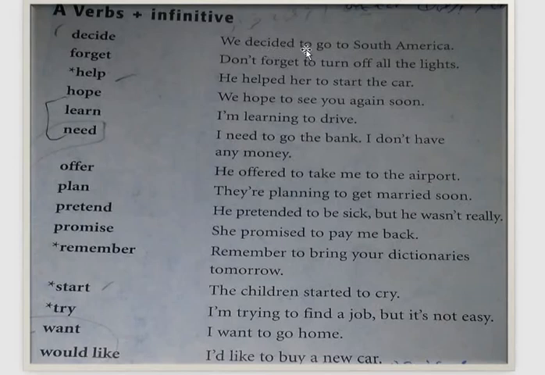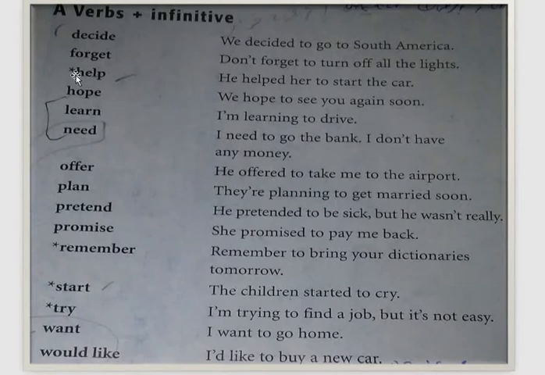Look here, we have this example. We decided to go. Don't forget to turn off. If you look through all these sentences, you can find to after these verbs, and after to, what comes? The infinitive. Infinitive means another verb without any addition. No s, no ing, no ed, no anything else, just the base form of the verb.